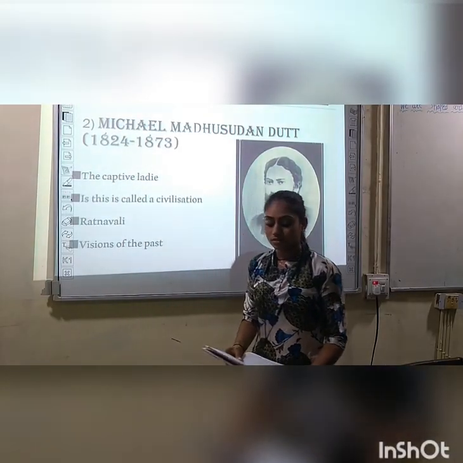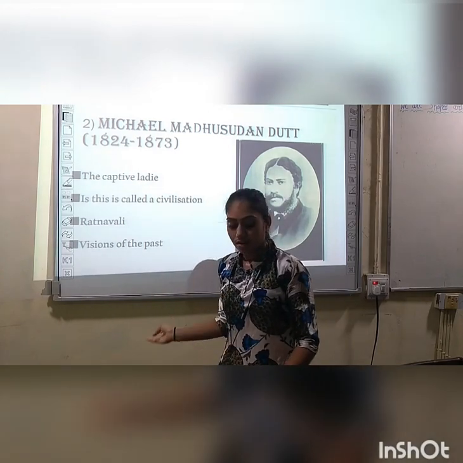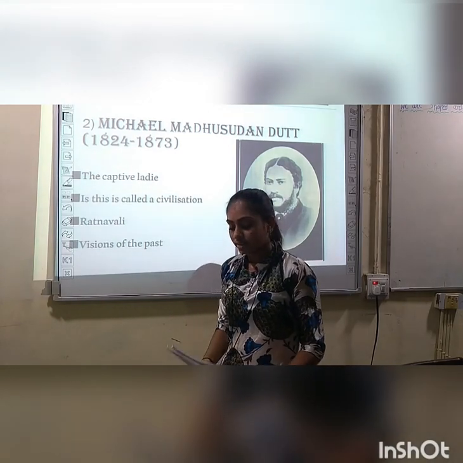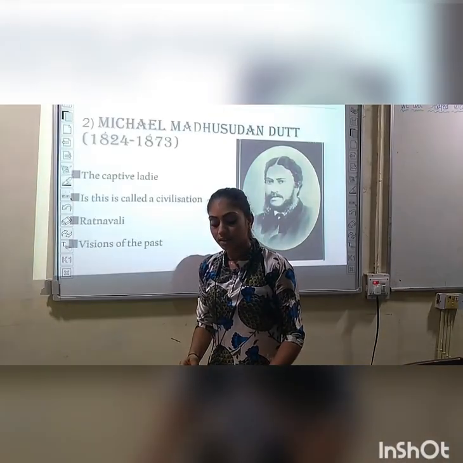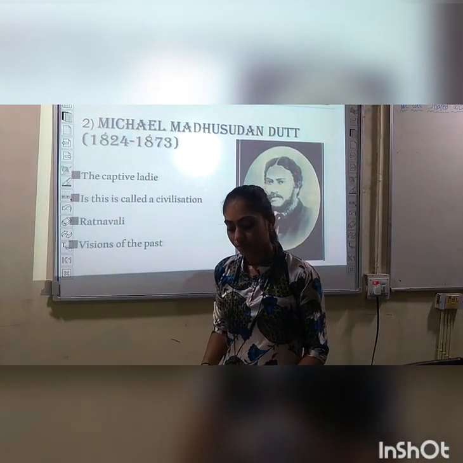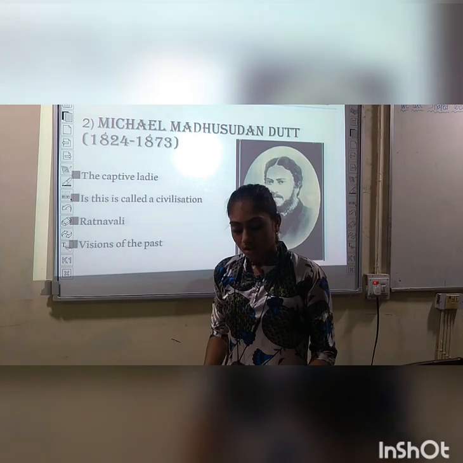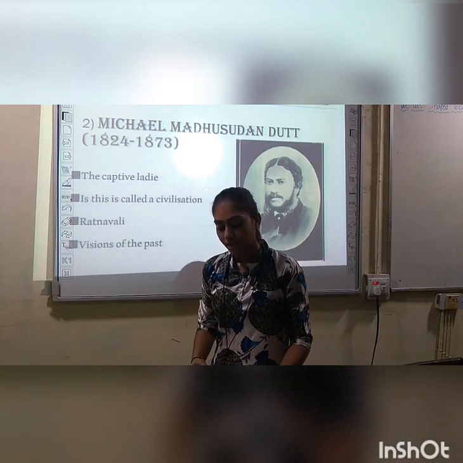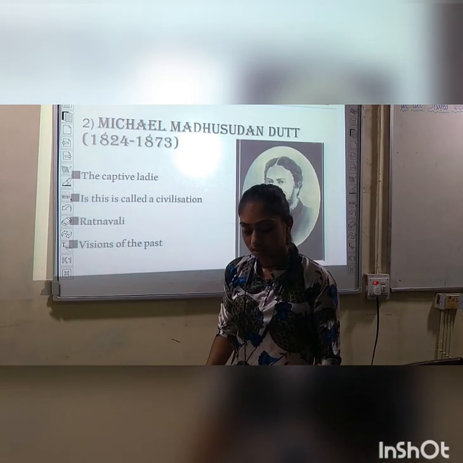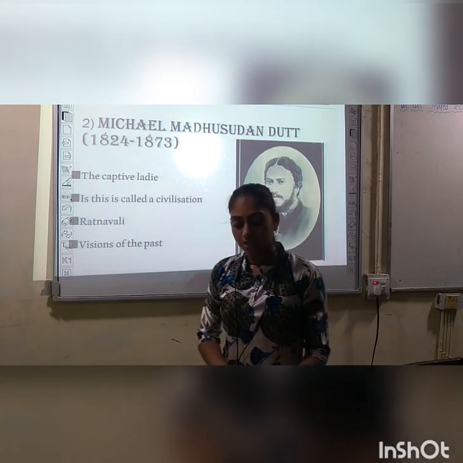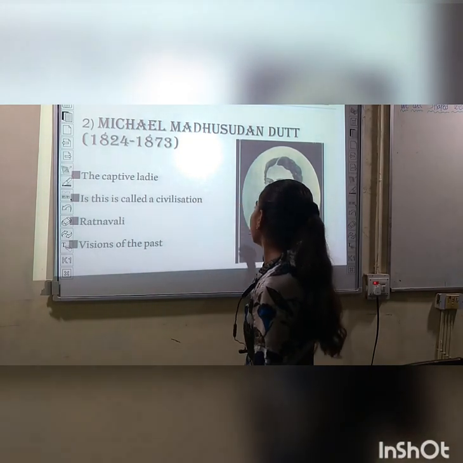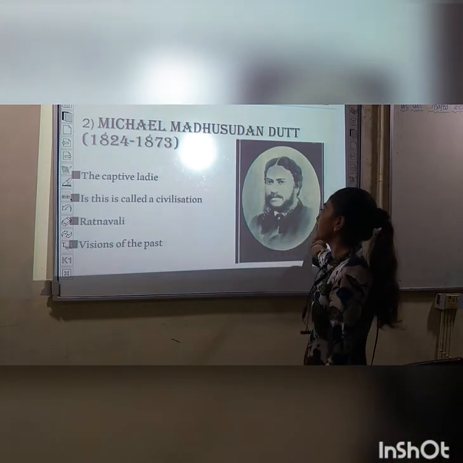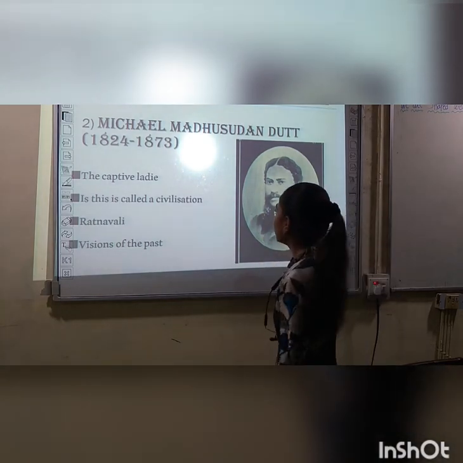Michael Madhusudan Dutt was born in Bengal. He is known as an epoch-making writer in Bengal. He began his career as an Indian English poet, and he wrote inadvertently on his homeland in his poems and sonnets. He wrote an edition of sonnets and long narrative poems. These are his works, and we can see his picture.